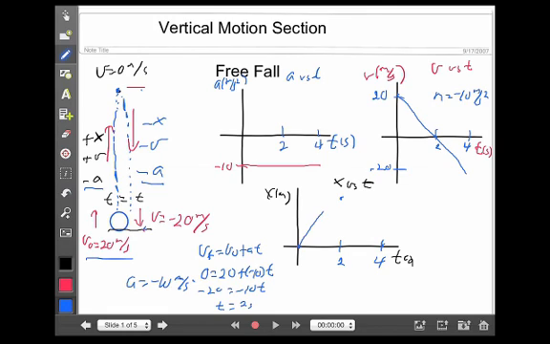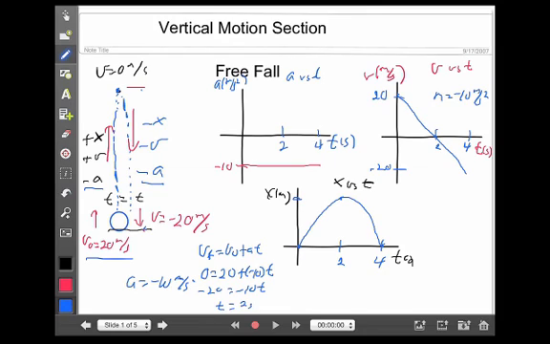So now it's going to be a parabolic graph, okay, because there's an acceleration there. And it kind of makes sense. It looks like the path of the ball. It goes straight up, stops, comes right back down at 4 seconds. Now, of course, what is this number? What is that maximum height?